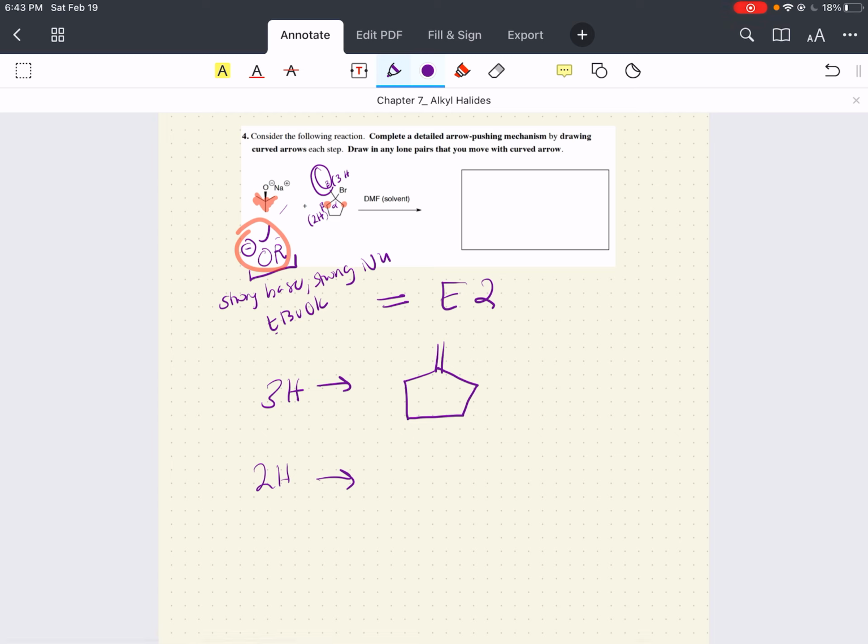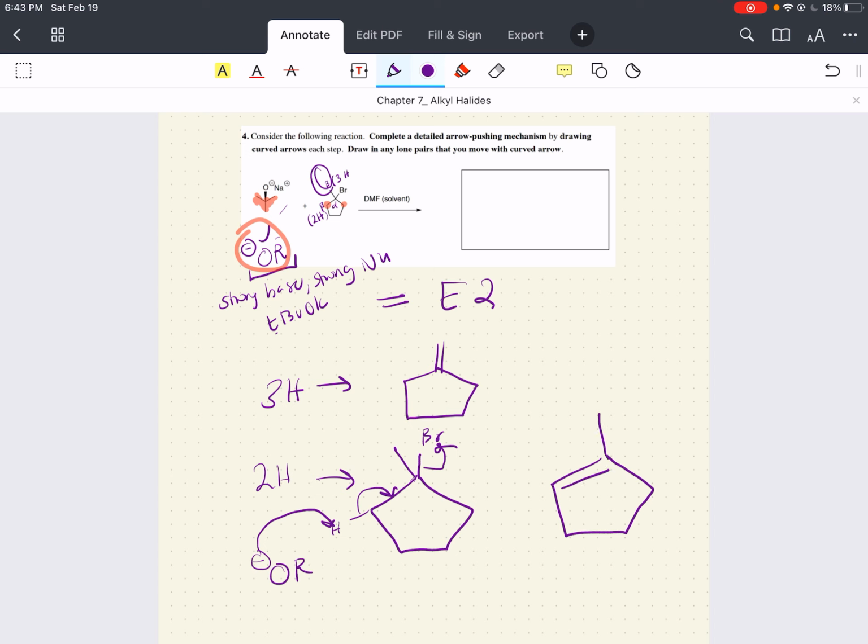Let's draw this out just in case somebody needs to see it. Here's our bromine, here's that methyl, and here's a hydrogen right here. Our nucleophile is going to come and steal this hydrogen. It's going to form a double bond right here, and our halogen will leave, which means our product is going to look like this. Now we have our 2 products. Let's write some information about them. This is di-substituted. This is tri-substituted.